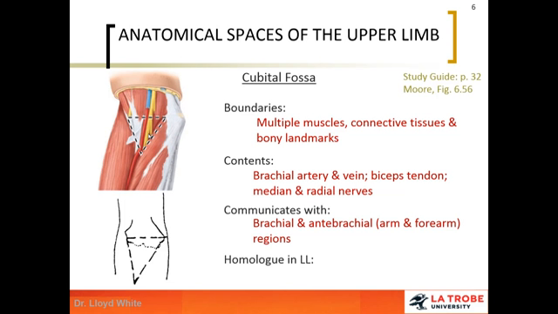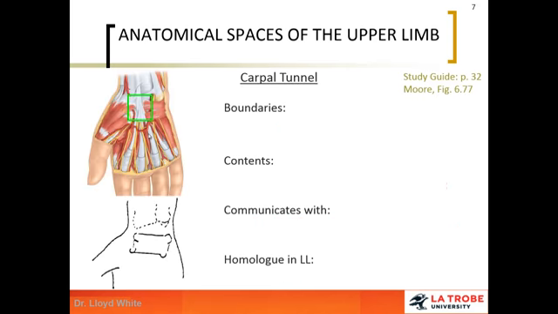The cubital fossa is communicating with both the brachial and antebrachial regions, so the arm and the forearm. And its homologue in the lower limb is our popliteal fossa. So it acts as the space that the neurovascular structures pass through to get from the arm to the forearm, or from the forearm back up to the arm.